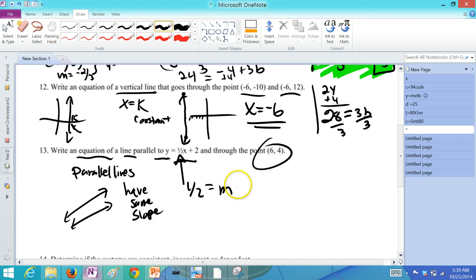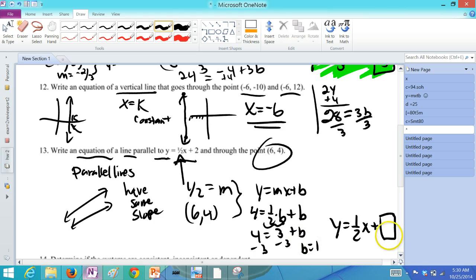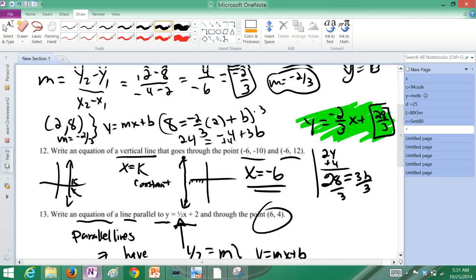Now it's about this point, (6, 4). We'll do the same thing we just did. y equals mx plus b. We already know part of the answer. We just have to figure out the b. Take this y, x, and m, plug them in. 4 is half of 6 plus b. Half of 6 is 3. So subtract the 3, and b is 1. So there's your equation of that line. Okay. Alright, great.